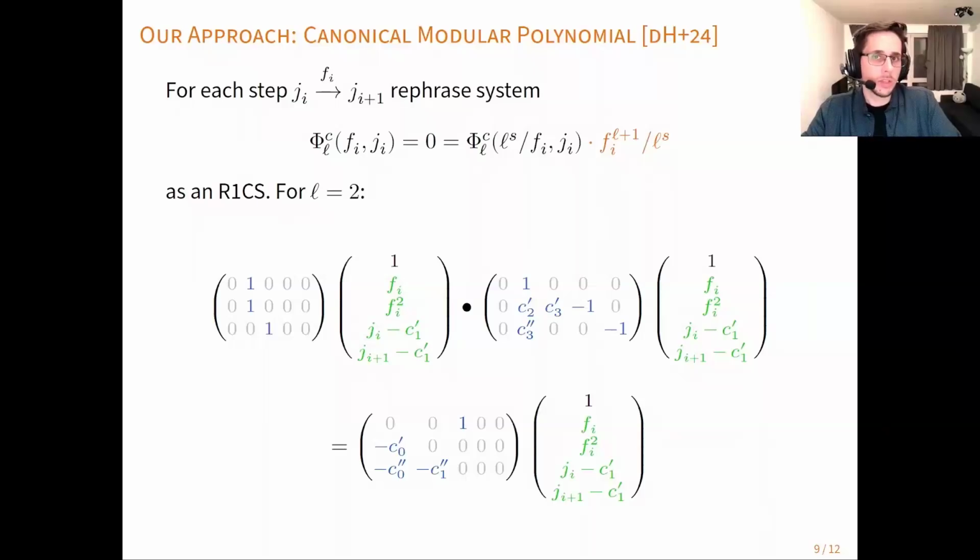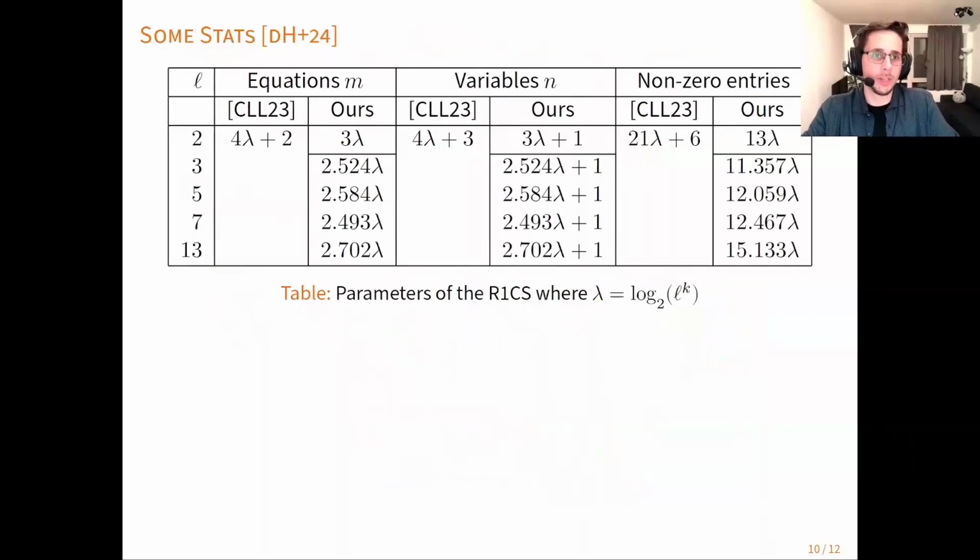Now, let's give you some statistics. First of all, let's just in an abstract way compare equations and non-zero entries of our systems. There you can see that for both the equations and variables we have a factor of about 1/4 in the LHC case, and for non-zero entries it is even a bit bigger.